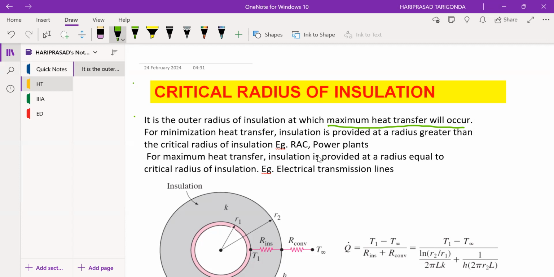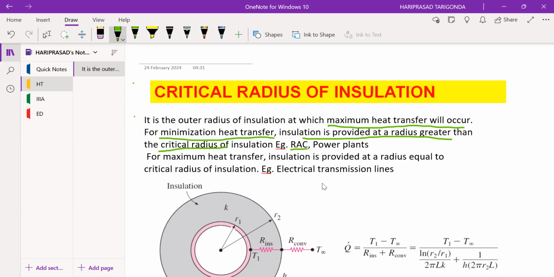of insulation. So for minimization of heat transfer, if you want to reduce the heat transfer rate, generally in thermal power plants, steam will be carried. In refrigeration and air conditioning systems, refrigerant will be carried. If you want to minimize the heat loss, efficiency will go on increasing for these systems. So insulation is provided at a radius greater than the critical radius of insulation, so that we are minimizing the heat transfer rate. For increasing the heat transfer rate, insulation is provided at a radius equal to the critical radius of insulation.